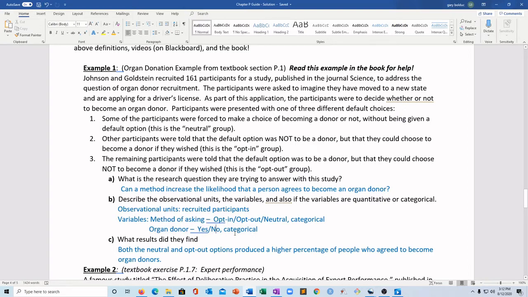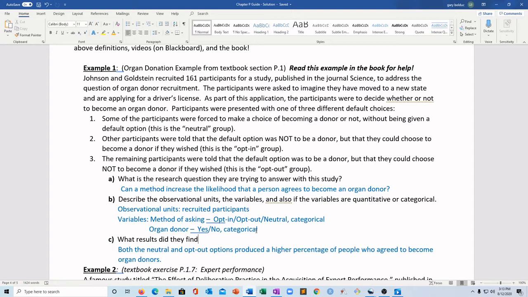Did you say yes or no to becoming an organ donor? This is categorical because, look, I've got two boxes. You either are in the yes or the no box. The other one is the method of asking. So this was the method that they used to ask the person to become an organ donor. And this was just the three groups that we had, the opt-in, the opt-out, and the neutral. And again, that's very naturally putting into boxes, so we're going to call that categorical. So our two variables, both categorical, are, how did I ask you to become an organ donor? 3 options. And did you say yes or no?